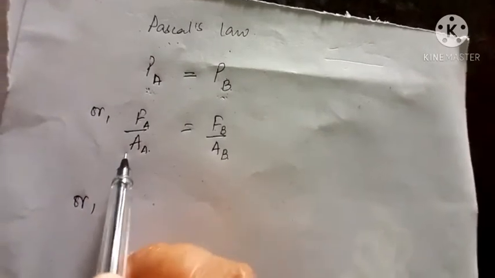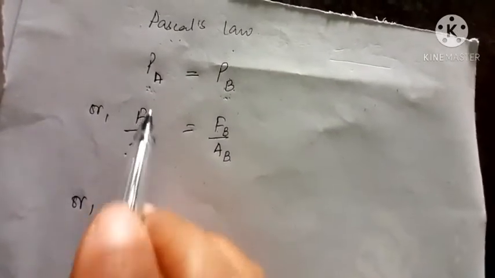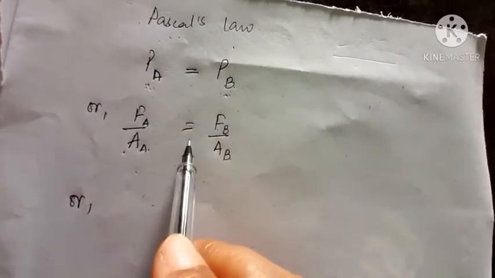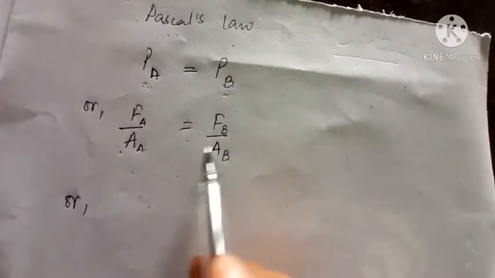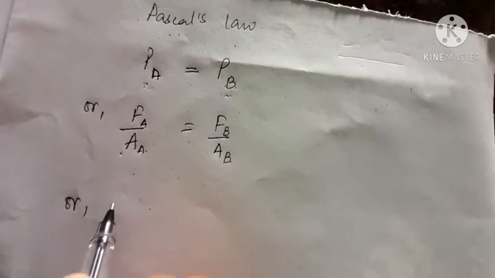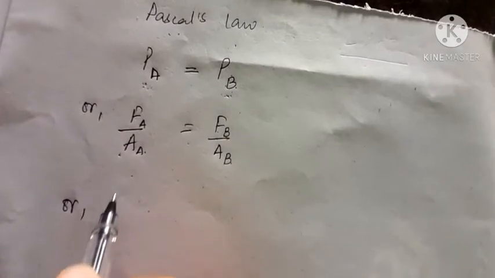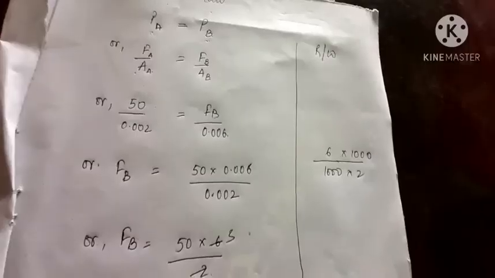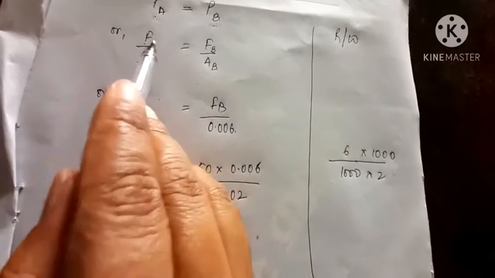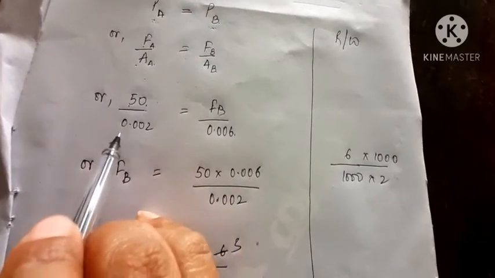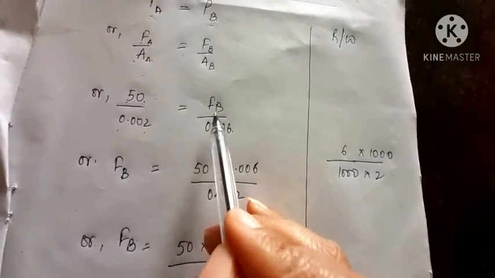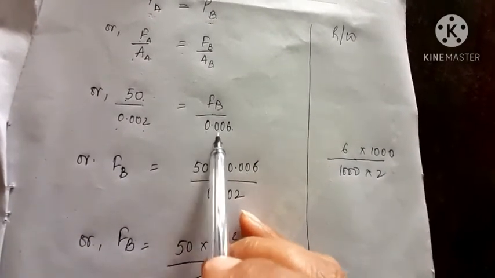Let us write the formula for pressure. Since pressure is force by area, for A, force of A divided by area of A equals, for B, force of B divided by area of B. Now, whatever I have been given in the numerical, let us put the value. Force in A is 50 Newton, area of A is 0.002 meter square. Force in B, I don't know, I have to find that out. Area of B is 0.006.